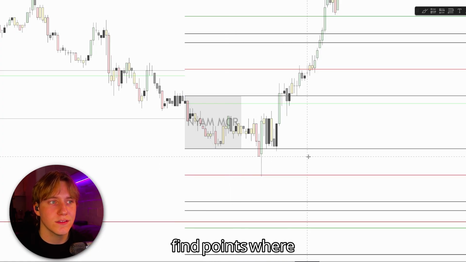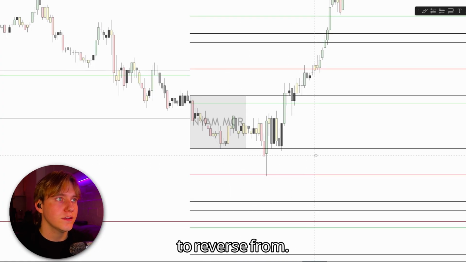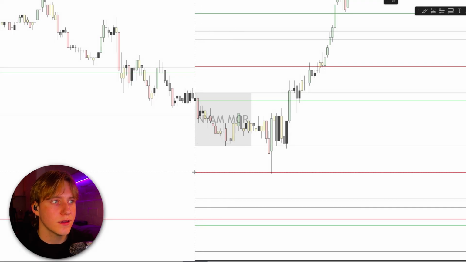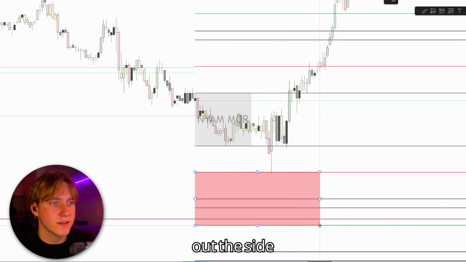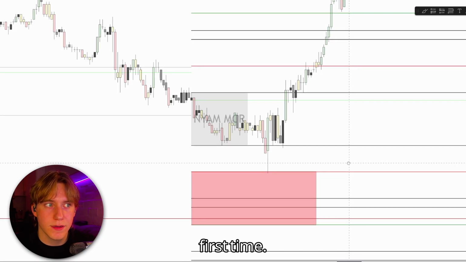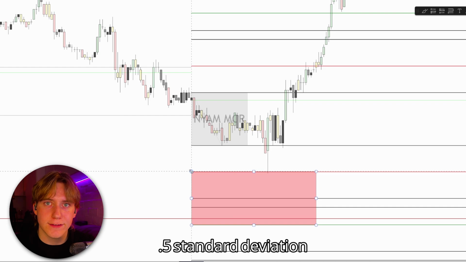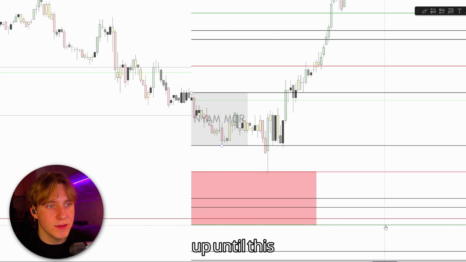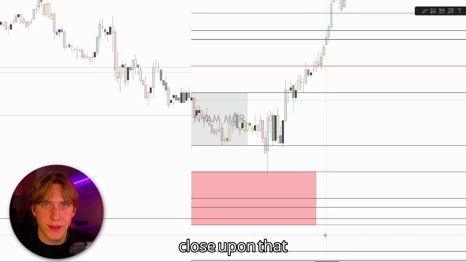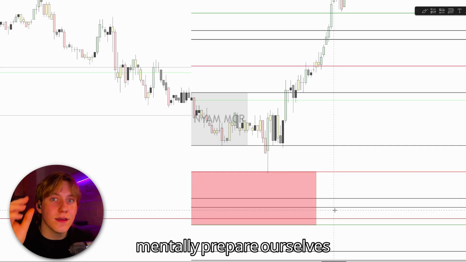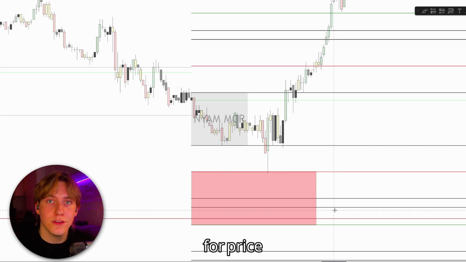We're trying to find points where price is going to reverse from. So let's look at this next stat. We only find reversals up until 1.5, especially on that first breakout. So what we're going to do is mark out the side that price broke out the first time. So we broke out to that low. We're going to draw a box from our 0.5 standard deviation up until our 1.5 standard deviation. So everything up until this green line, if we don't close upon that, and we start seeing price driving to the other side, we can mentally prepare ourselves for price to reverse.